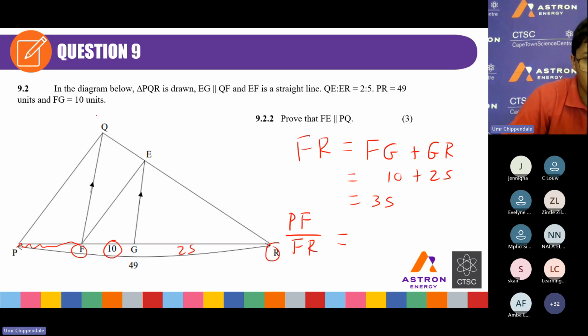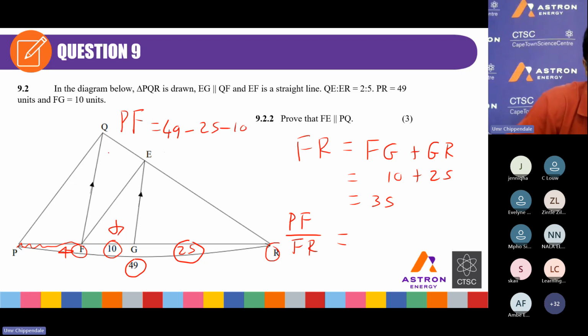So actually we must calculate PF. So PF is equal to our PR that we have in total, which is 49, minus our GR, which is 25, minus our 10. And that will give us what PF is. So that is going to be 49 minus 25 minus 10, which is going to give you 14. Now we know what that is. So 14 is PF.